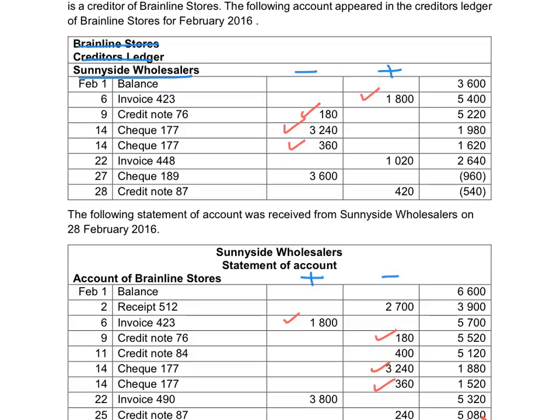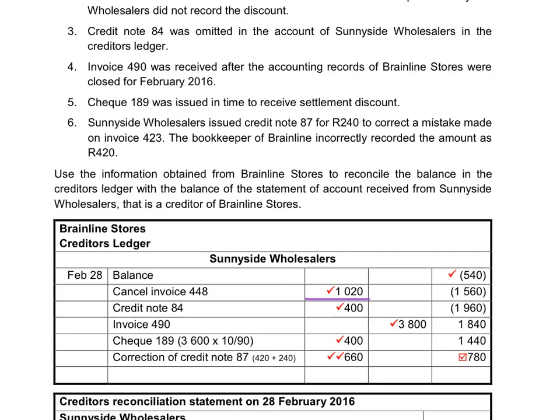In Sunnyside Wholesalers' account, at the end of the month, we recorded that we actually have a debit balance, so they owe us 540 Rand. Therefore, we will start with this balance where we stopped in our account in the creditors ledger. So we will start with a 540 negative figure, and there we show that they owe us 540.